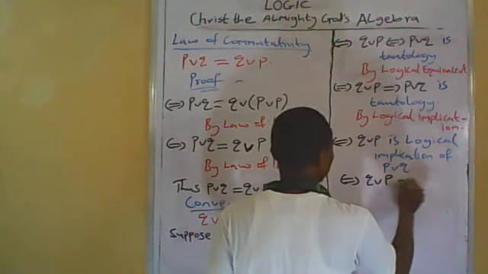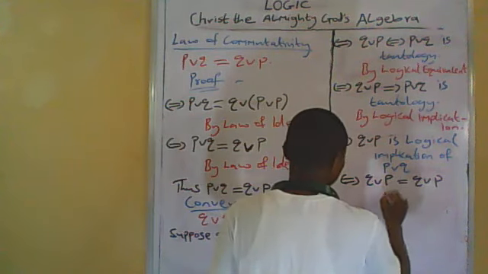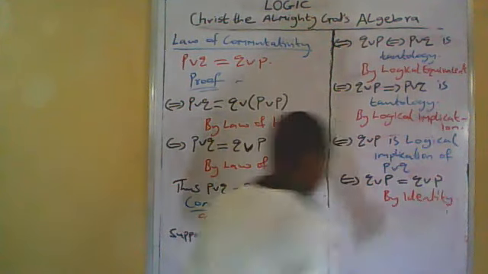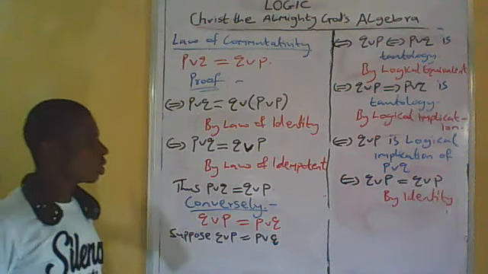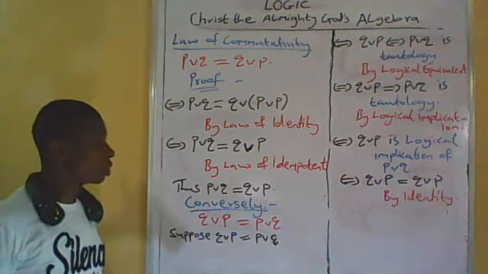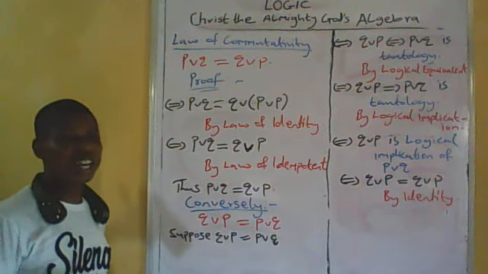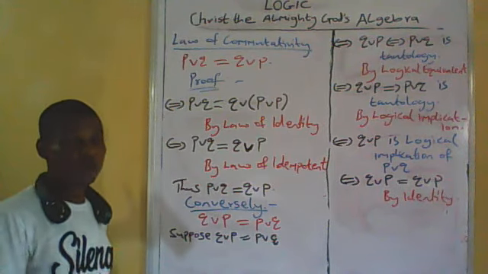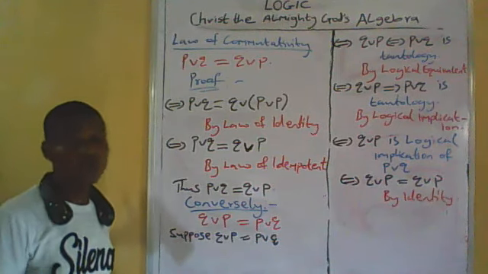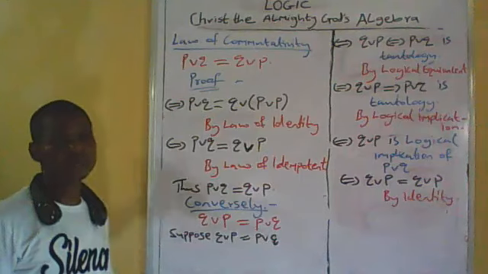So if and only if Q or P is equal to Q or P, being justified by identity. That means the logical implication of P or Q is equal to itself. That means Q or P is equal to Q or P, because whenever Q or P is true, Q or P is also true. Whenever Q or P is false, Q or P is also false. Because they are the same names, that's why I say it's being justified by identity.